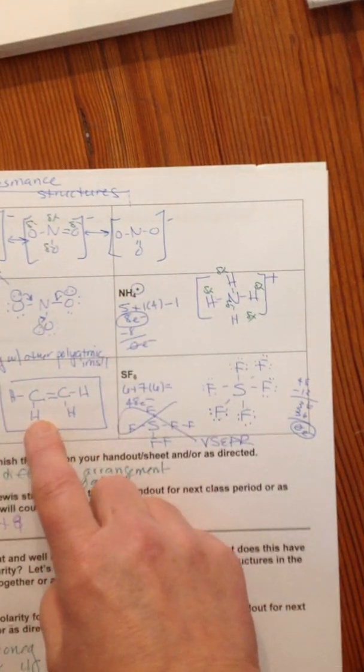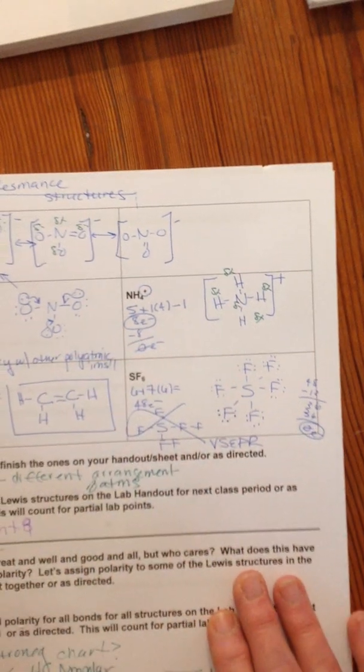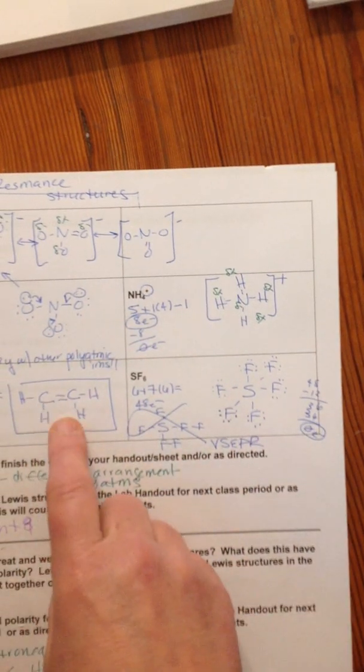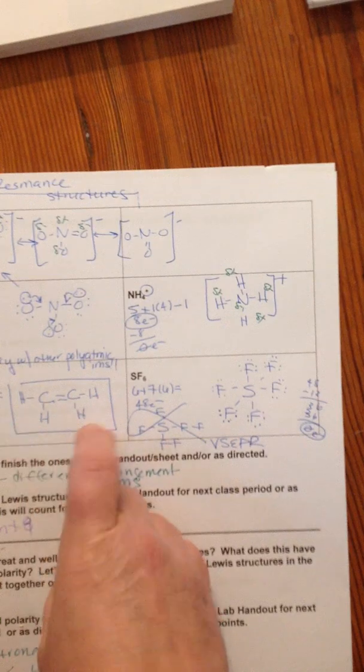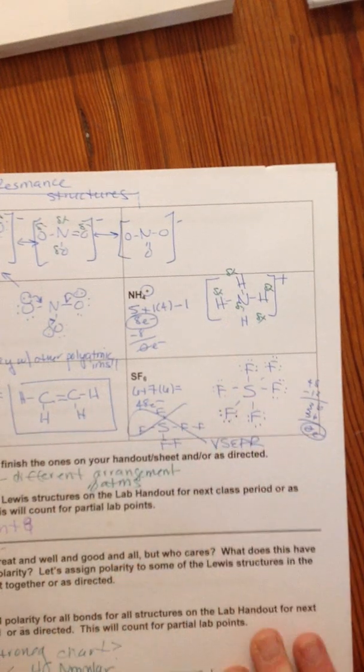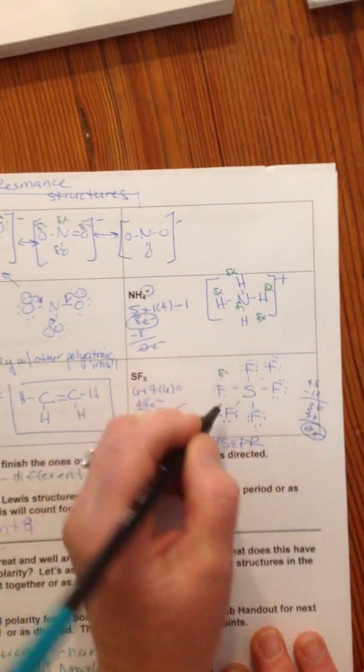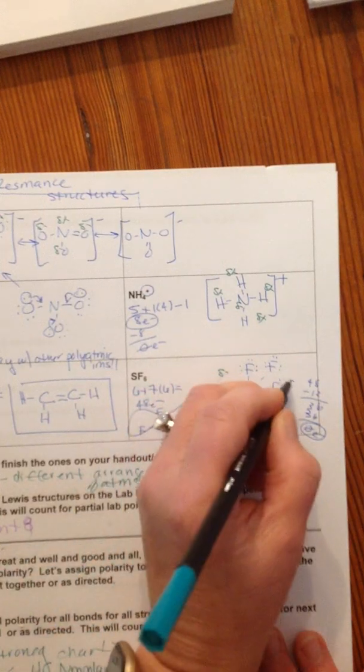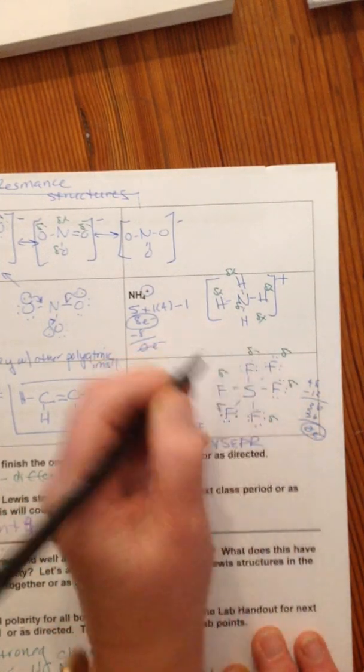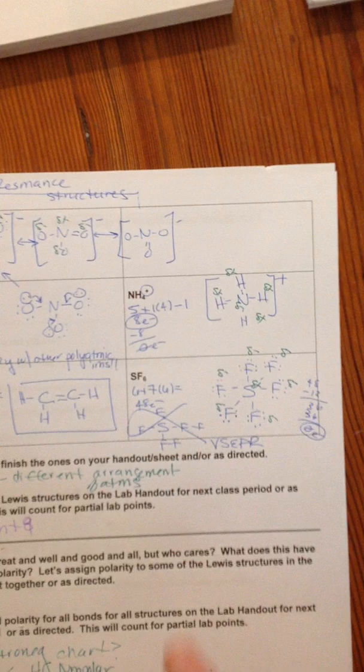Carbon-carbon, carbon-hydrogen, those are not polar. Those bonds are not polar, and therefore there's no polarity within the molecule. And then, of course, fluorine is the most electronegative element that there is. And our polarity would be distributed this way.